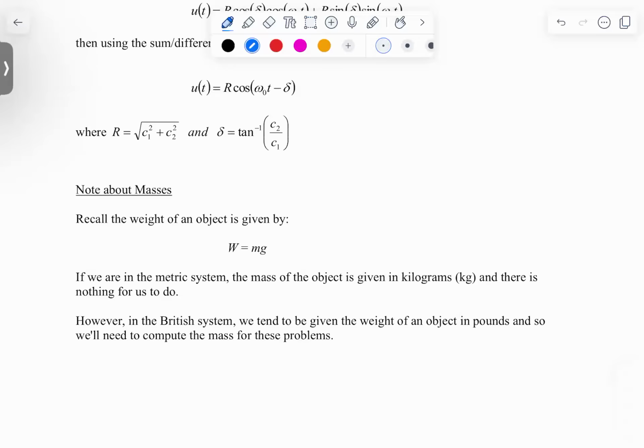And then notes about masses. Again, we're in the metric system, so we have kilograms. If we're in the standard system, we're going to have slugs.